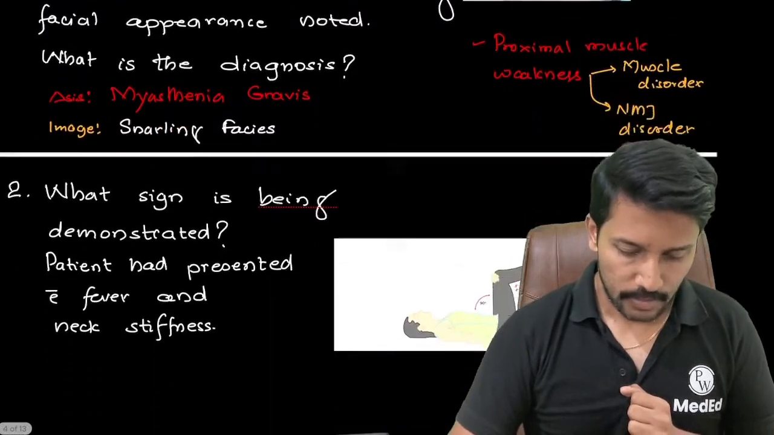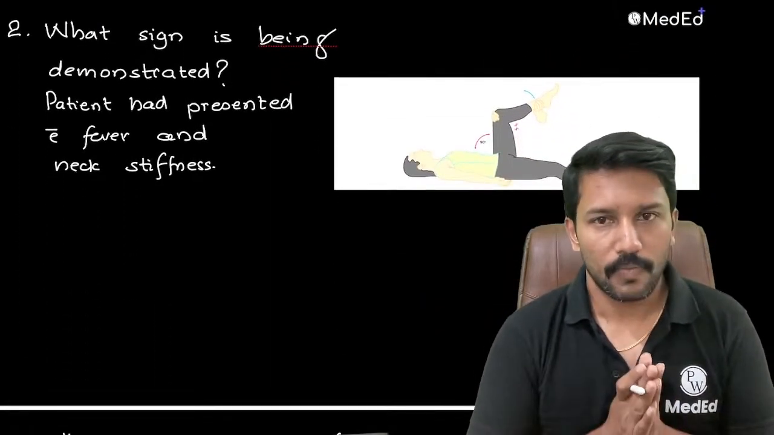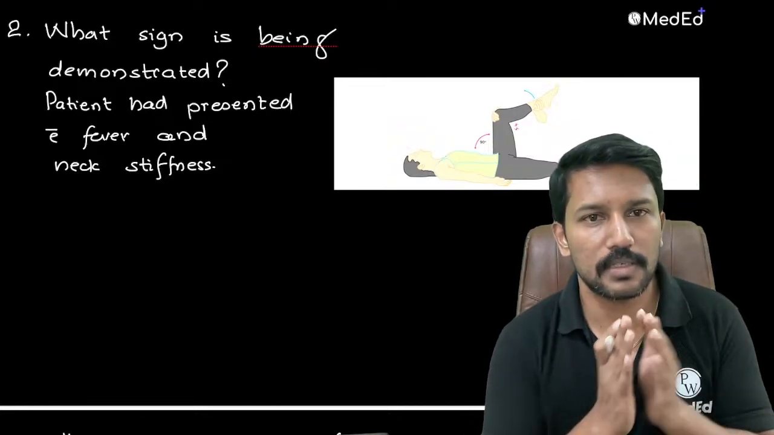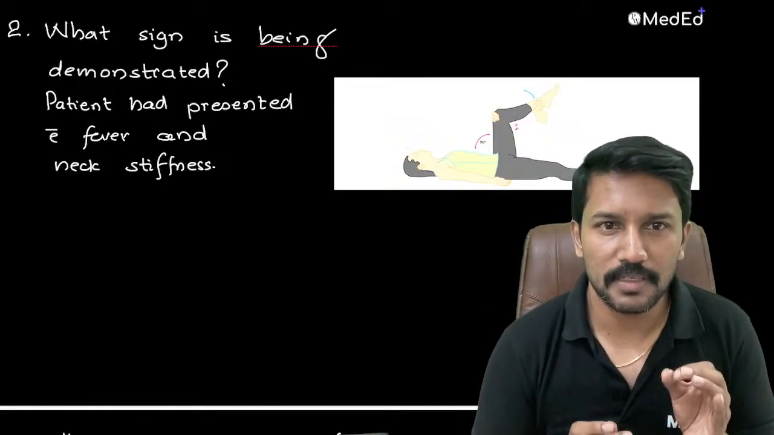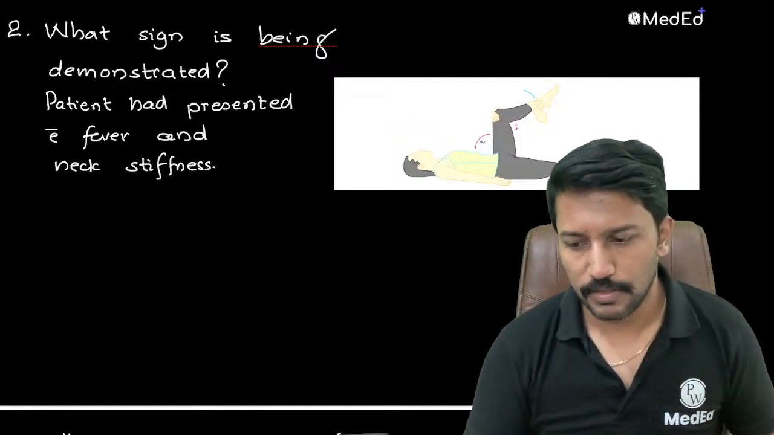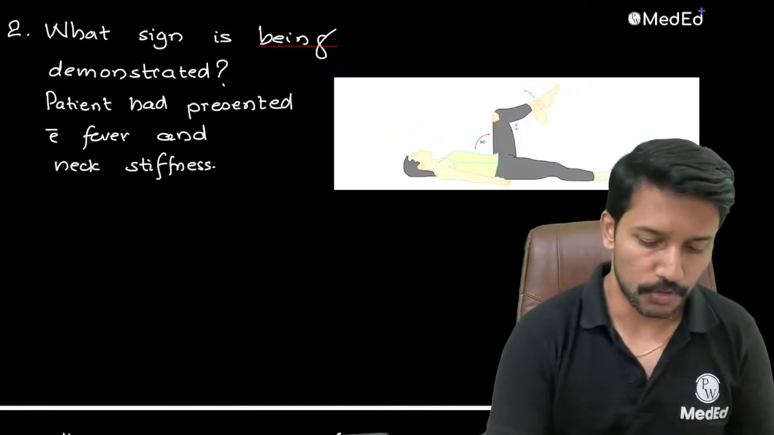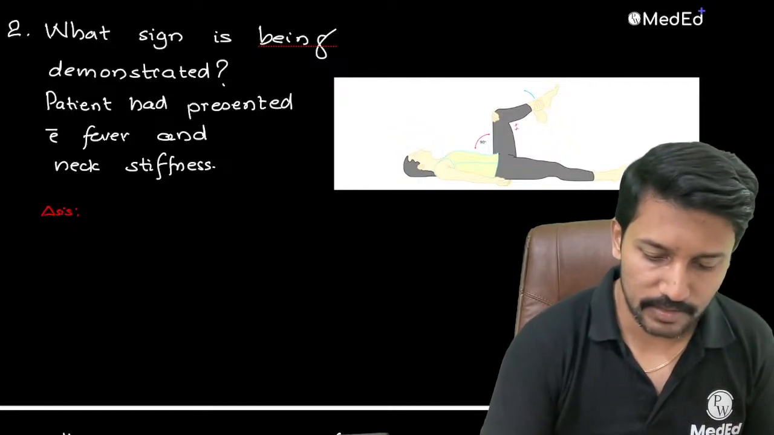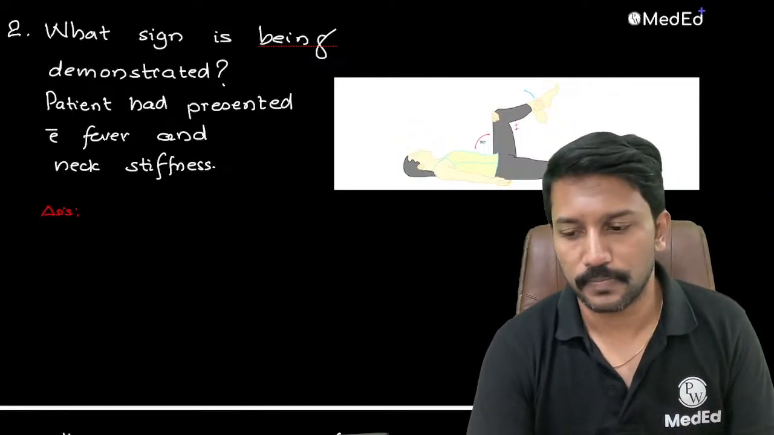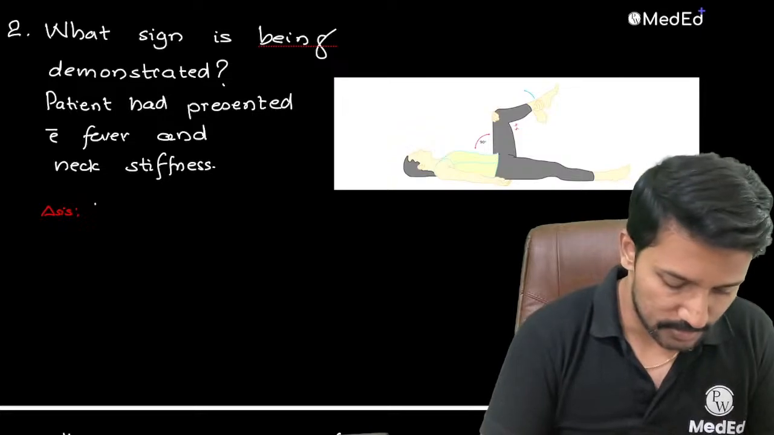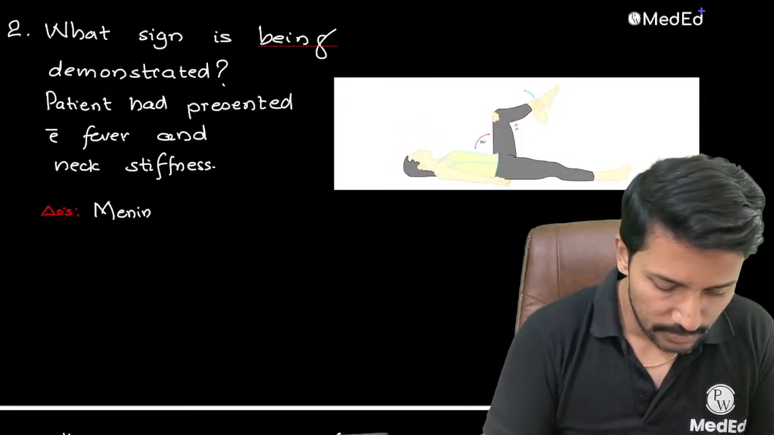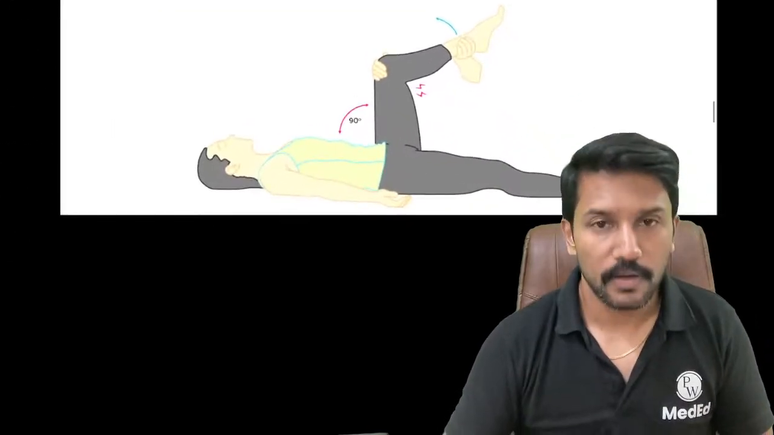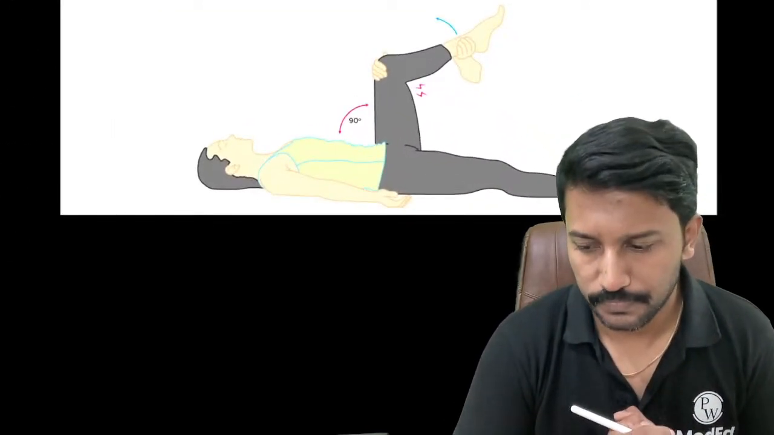Okay, good. Now we will move to the next question. Again, please look at the stem and then the image observation. So what is the stem? The patient has presented with fever and neck stiffness. The moment you hear fever and neck stiffness, what should come to your mind? Meningitis. So the diagnosis here is meningitis, and they have given an image and asked you to identify what this sign is known as.